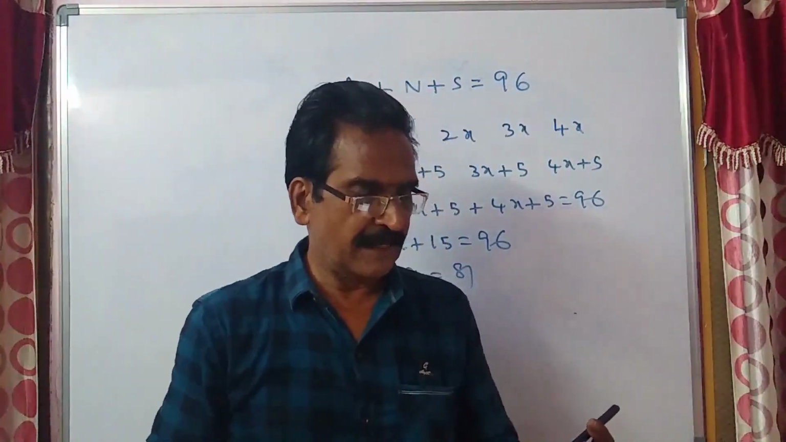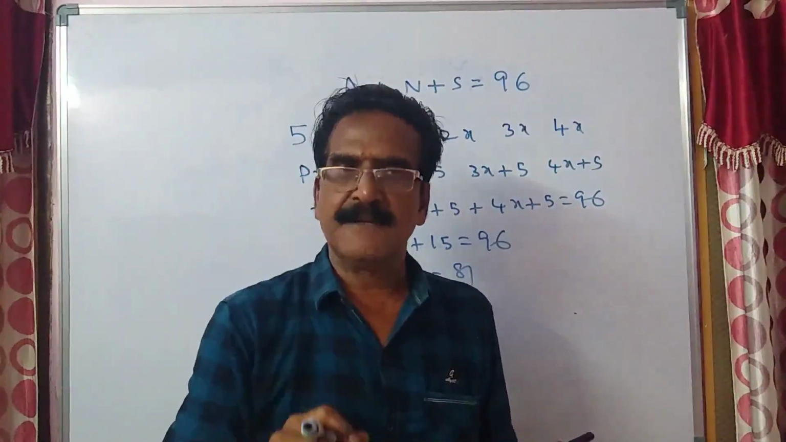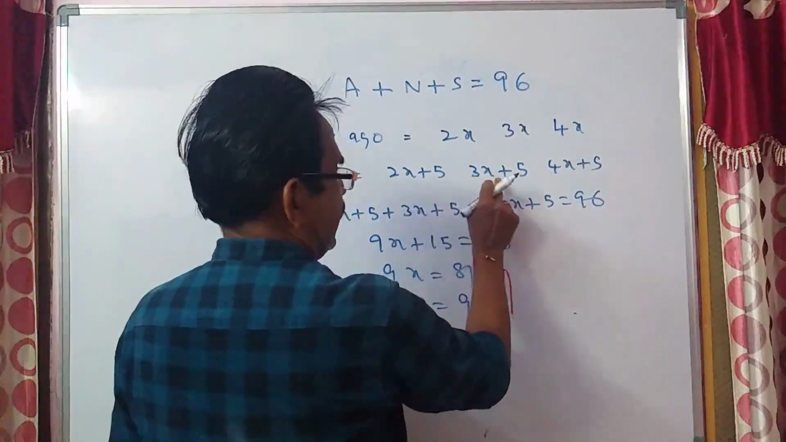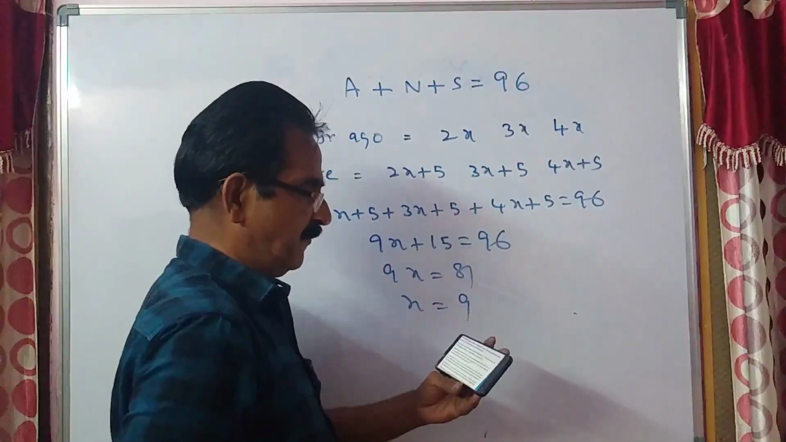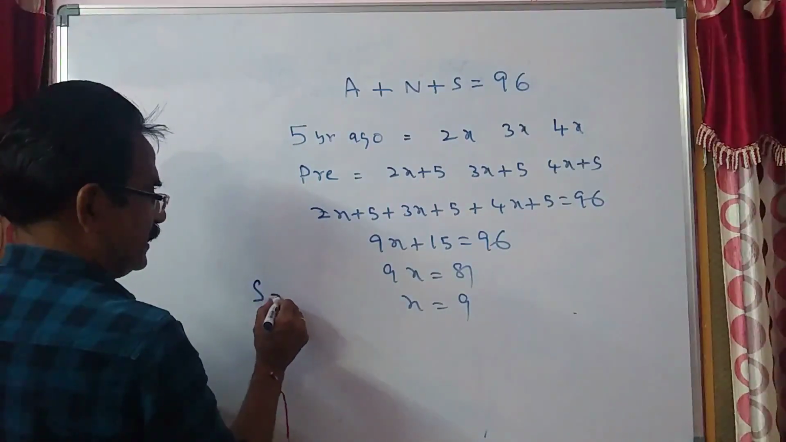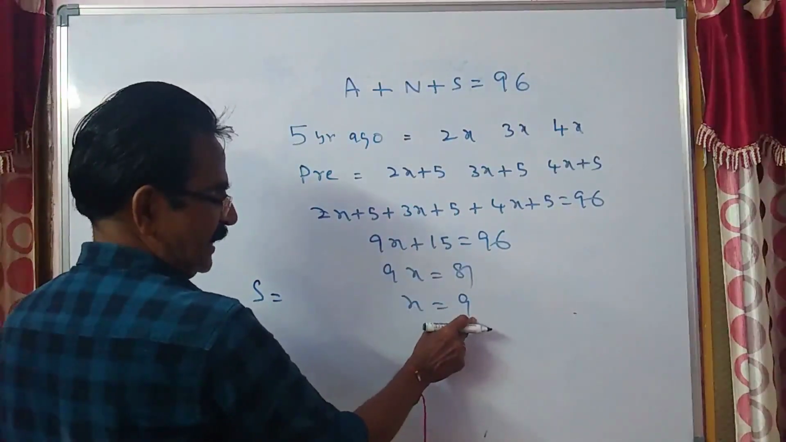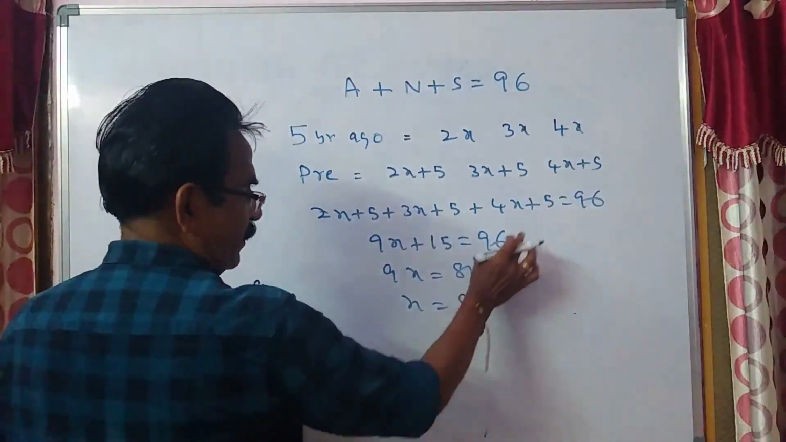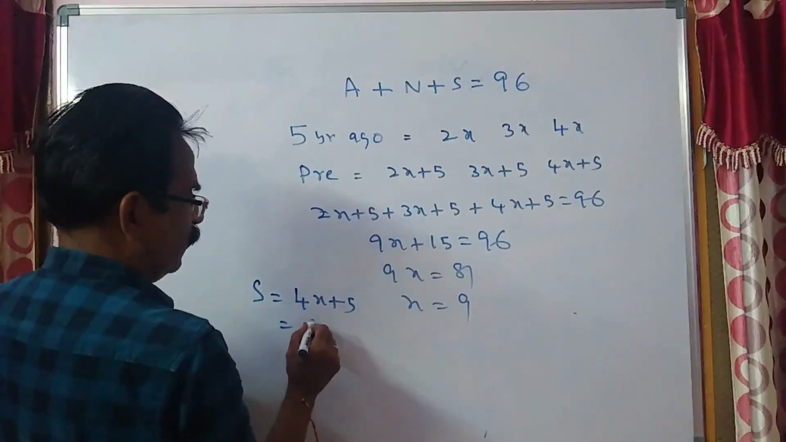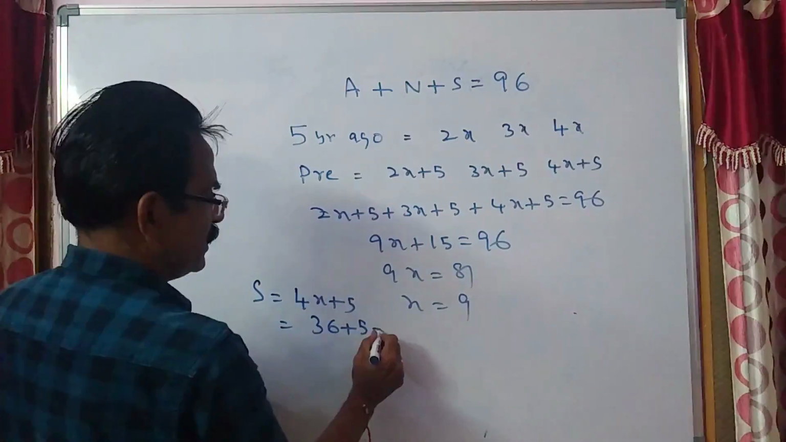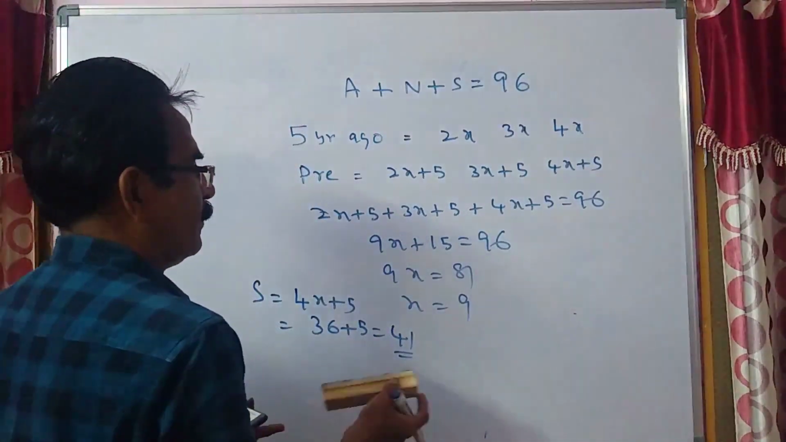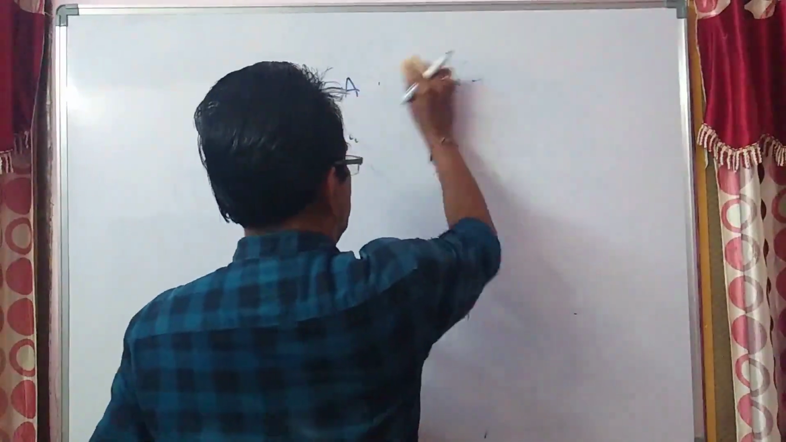Now let us see what is the question. What is the present age of S? So the age of S is equal to 4x plus 5. x is 9. 4 9s are 36 plus 5 is equal to 41. So S is equal to 41. This is a simple problem. Now let us see the next problem.